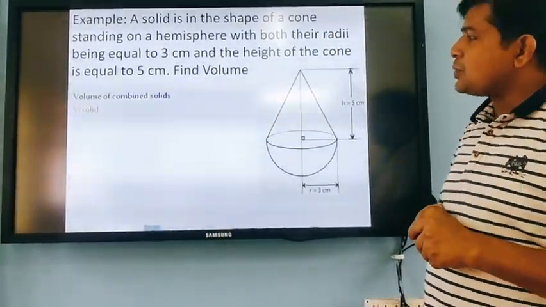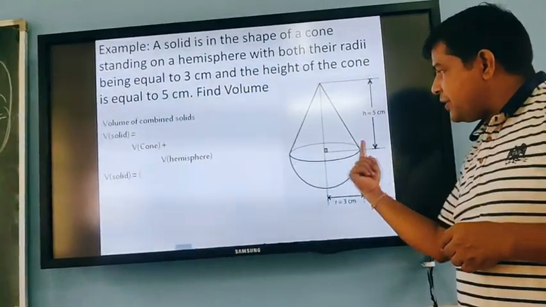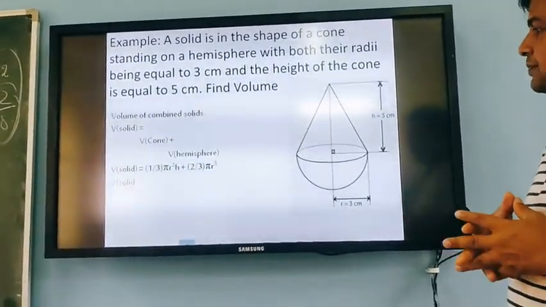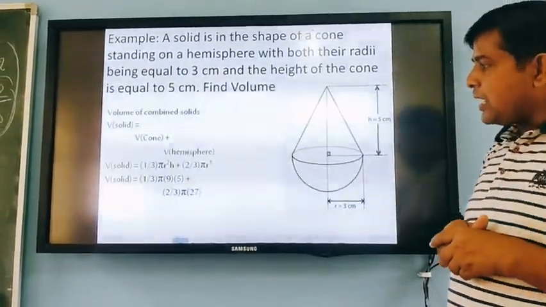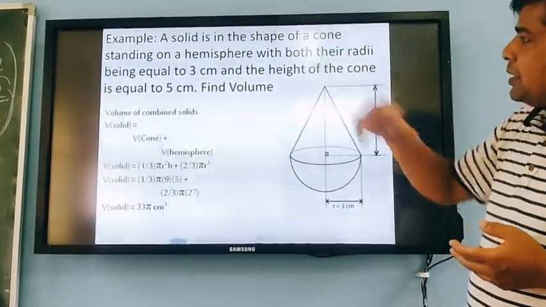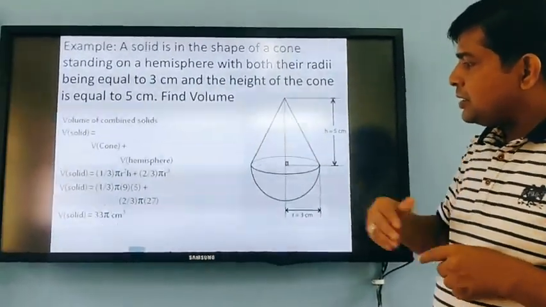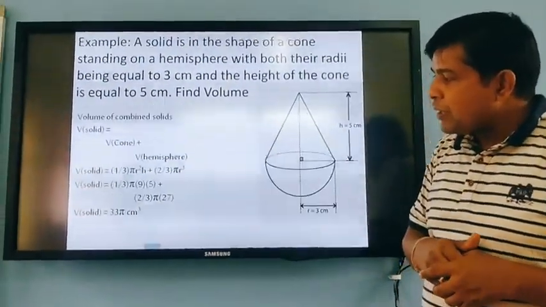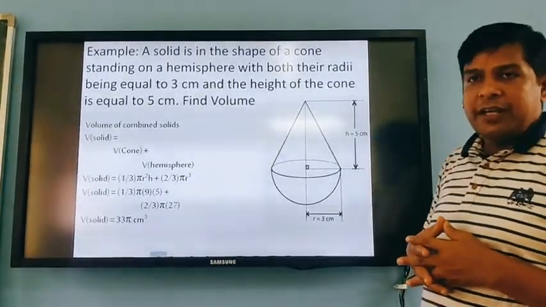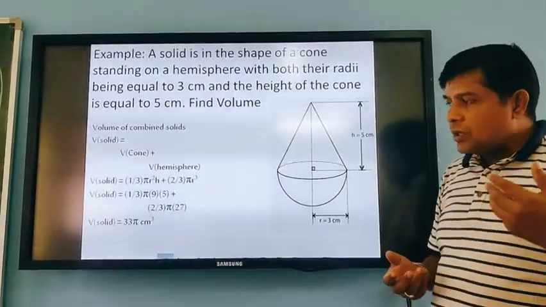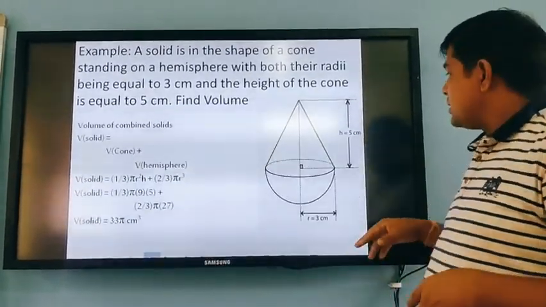Now, volume of the combined solid. Volume of solid gives you volume of cone plus volume of hemisphere. So volume of cone is 1 by 3 pi r square h, and volume of hemisphere is 2 by 3 pi r cube. When we put the radius as 3 centimeter and the cone height, we find the volume of the solid is 33 pi cubic centimeter. Thus, this is the example of a combination of two solids where we are able to find out curved surface area, total surface area, and volume of this solid.